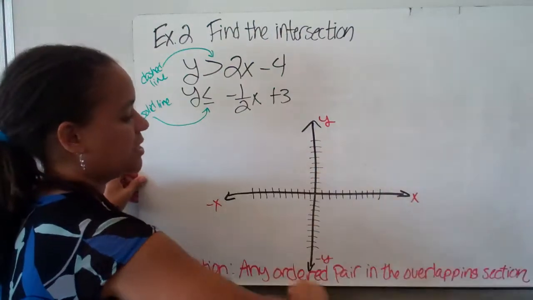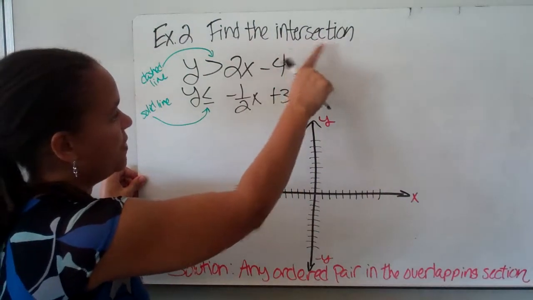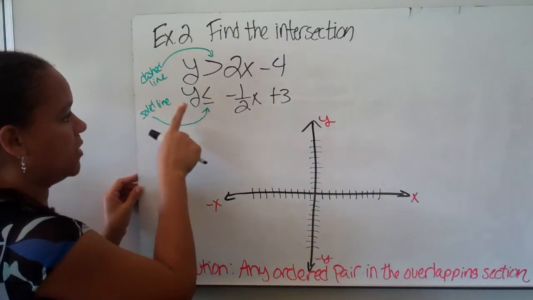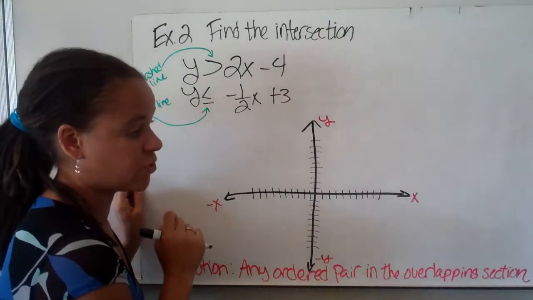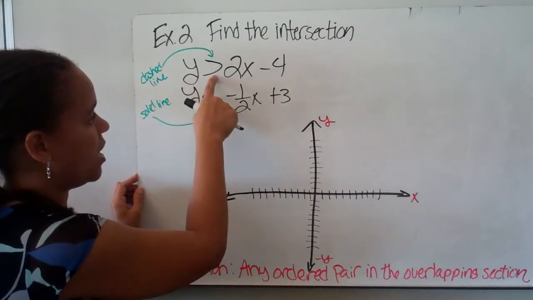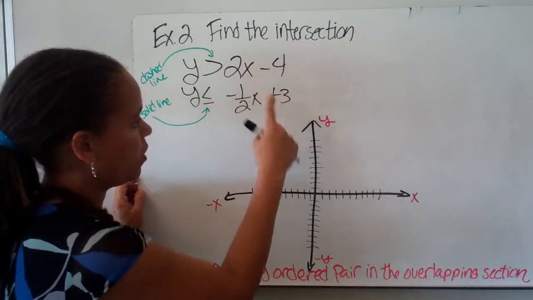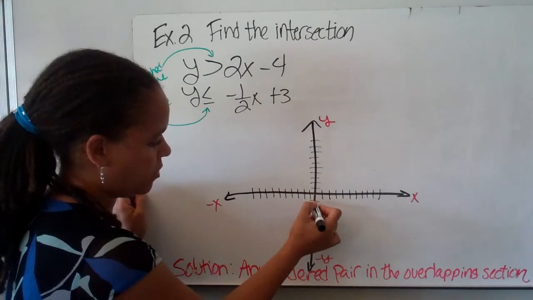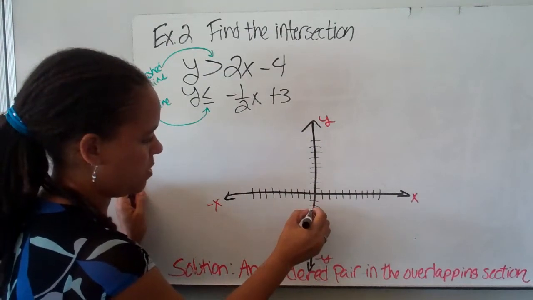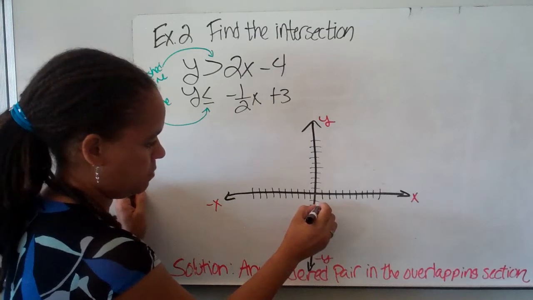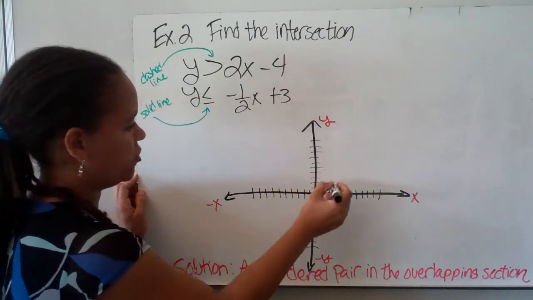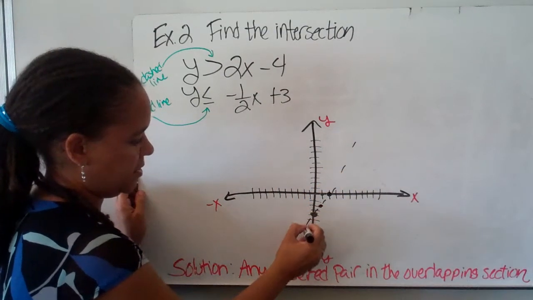Okay, let's look at another one. We want to find the intersection. So y is greater than 2x minus 4, and y is less than or equal to negative 1/2 x plus 3. Let's graph both of them and look at the intersection. So the first one is a dashed line because we do not have or equal to. So I'm going to graph 2x minus 4. Well, of course, I go negative 1, 2, 3, 4, graph the y-intercept, and then I'm going to go up 2 over 1, up 2 over 1, up 2 over 1, dashed line, so it's going to look something like this.